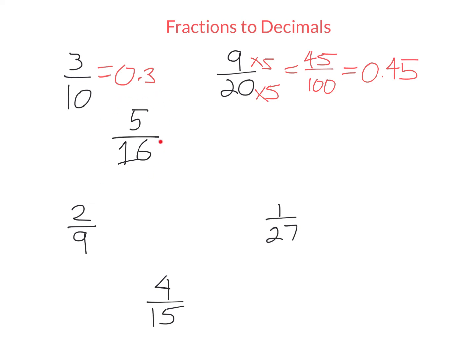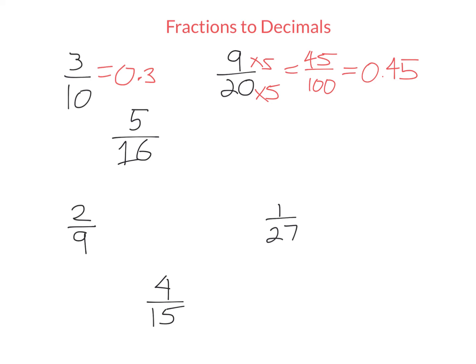But if I have something like 5 over 16, that's a bit harder. It's not at all obvious what is the lowest power of 10 divisible by 16. 16 doesn't go into 10, 100, or 1,000. It actually goes into 10,000. But without a calculator, it's really hard to know what I would times this by. So for fractions to decimals, the surefire method that will always work is short division.